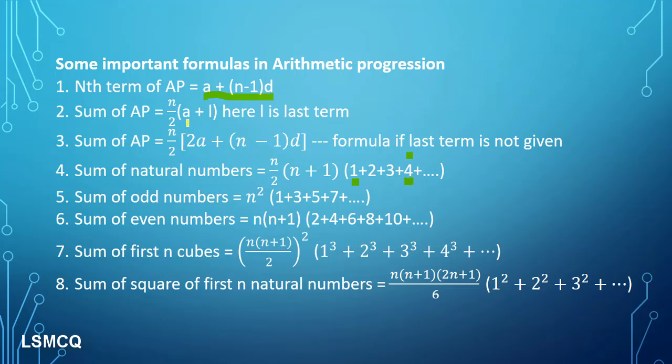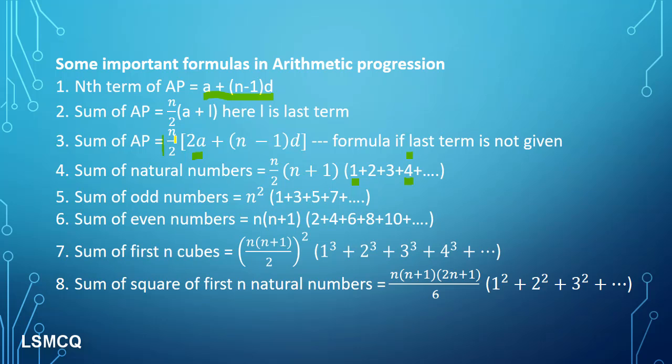So the sum will be: a is 1, L is 4, 4 plus 1 is 5, into 4 by 2. 4 by 2 is 2, 5 into 2 is 10. So let's see if that is right. 4 plus 5 plus 6 plus 7 plus 8 plus 9 plus 1 is 10. So this is the first sum of numbers in AP, if you know what the last term is. But if you don't know what the last term is, then there is another formula for that, and this is the formula you are looking for. The formula is n by 2, 2a.